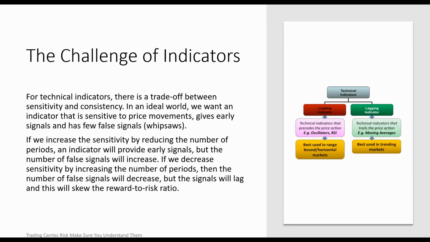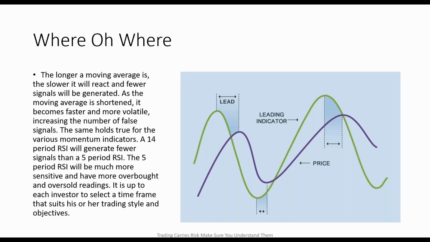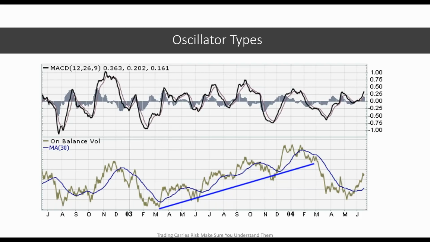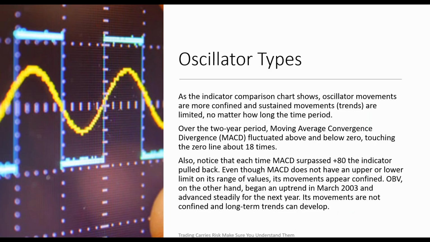If we increase the sensitivity by reducing the number of periods, an indicator will provide early signals, but the number of false signals will increase. The longer a moving average is, the slower it will react and the fewer signals it generates. So when you decide what type of moving averages and what periods you want to use, be aware of how you set them, or use the standard 30, 60, 90, depending on the time frame you want to trade and how you want to trade. Understand the different types of oscillators.